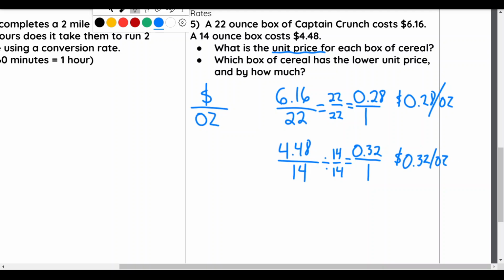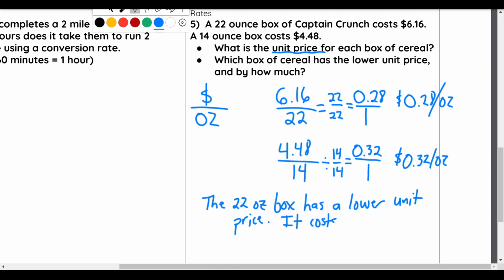Which box of cereal has the lower unit price, and by how much? The 22-ounce box has a lower unit price. It costs 32 minus 28, 32 cents minus 28 cents. It costs 4 cents less per ounce.